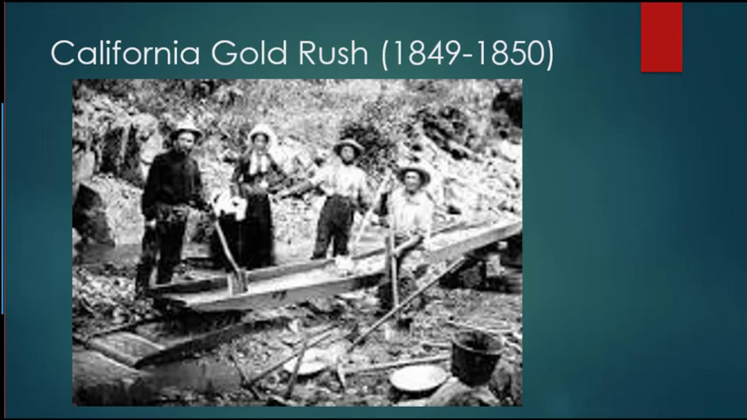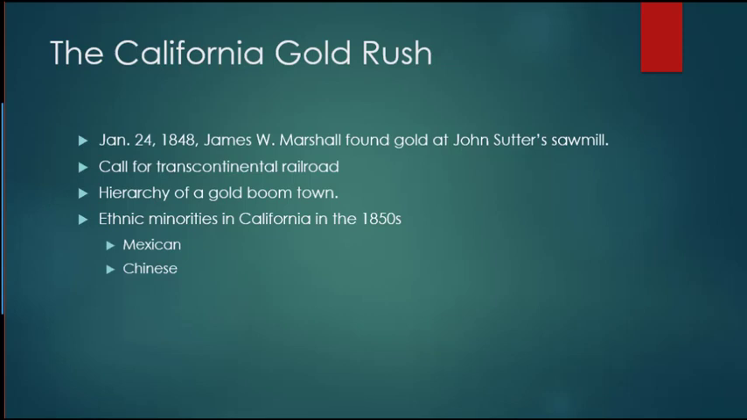In 1846, when the Treaty of Guadalupe Hidalgo is signed, the United States gains the territory of California. And not many Americans live in California when this treaty is signed, but this will change when a gold rush takes place in 1849 and 1850. On January 24th, 1848, a contractor, a man named James W. Marshall, is going to find gold at a man named John Sutter's sawmill land. And this sawmill land is located in the Sacramento Valley in California.